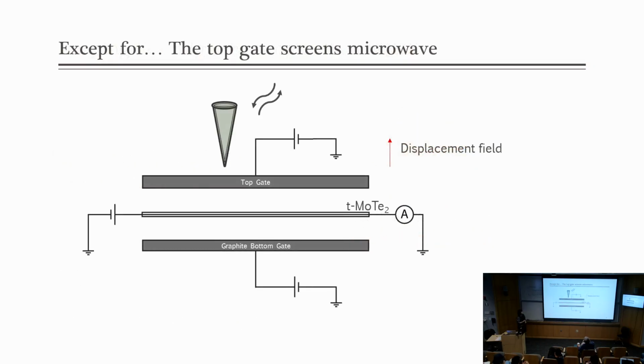Except for the fact that we need a top gate. We need to apply both the top gate and the bottom gate in order to go into that regime of a really small displacement field. And I go back to your question. The top gate would usually screen microwave because it's a metal. Whenever it's a good metal, it will screen the microwave, and the microwave cannot measure anything underneath it.